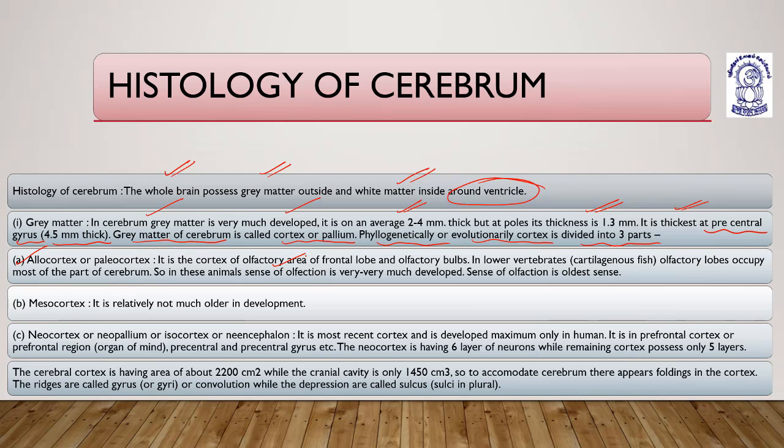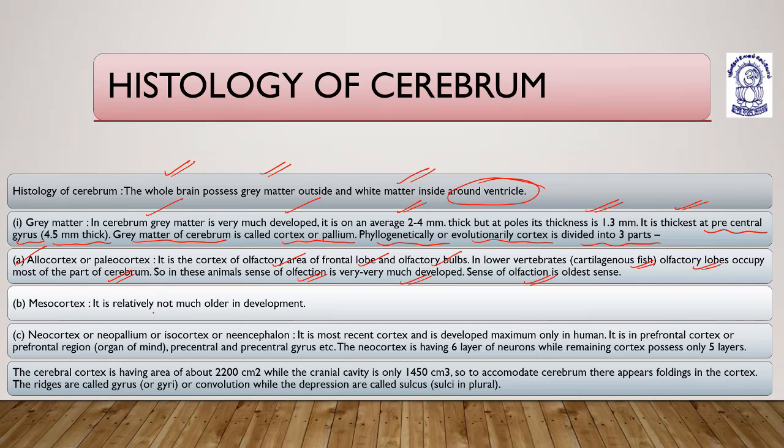It is the cortex of olfactory area of frontal lobe and olfactory bulbs. In lower vertebrates, cartilaginous fishes, olfactory lobes occupy most of the part of cerebrum. So in these animals, sense of olfaction is very much developed. Sense of olfaction is oldest sense. Allocortex or paleocortex is highly developed in cartilaginous fishes. Okay, it is the cortex of olfactory area of frontal lobe and olfactory bulbs.